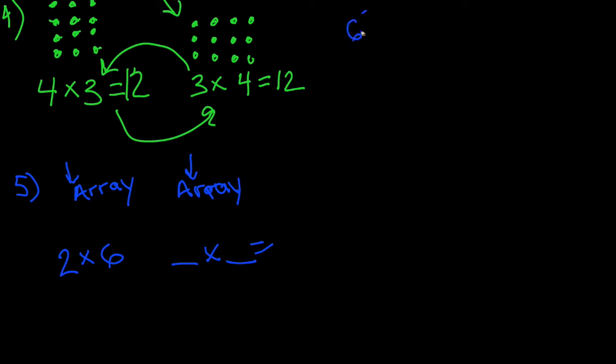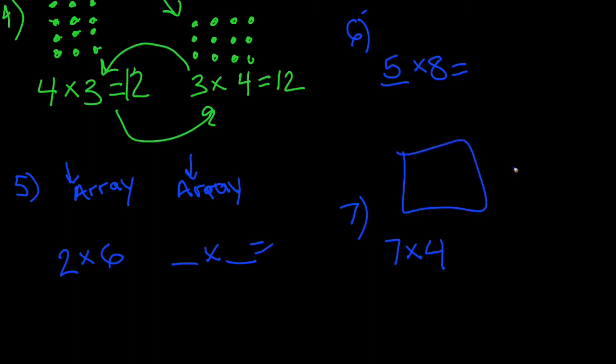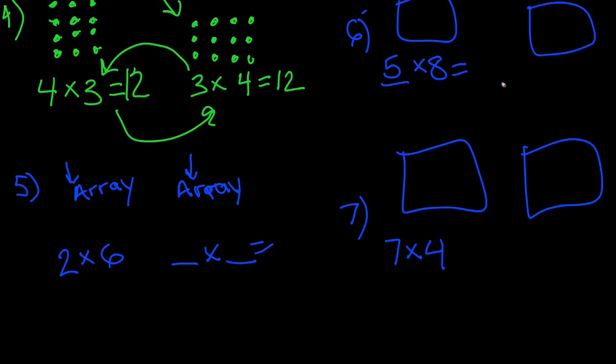Number 6 is going to be a challenging one for you there. And then number 7 is going to be, so remember, you need to make sure that you have your array, your other array, and then the other multiplication sentence.